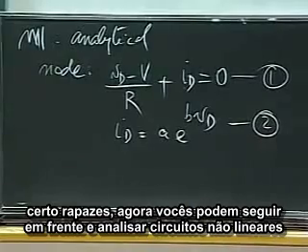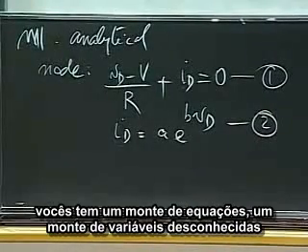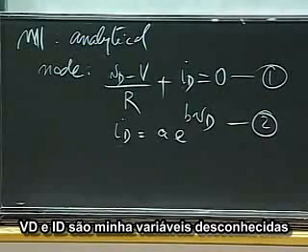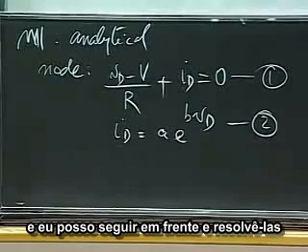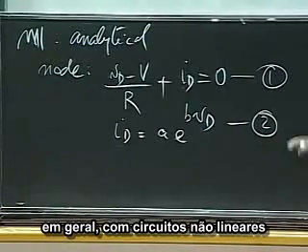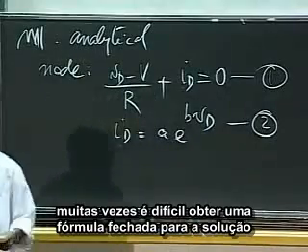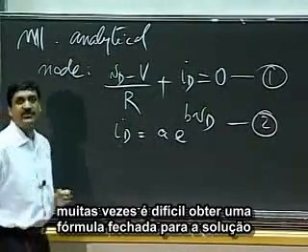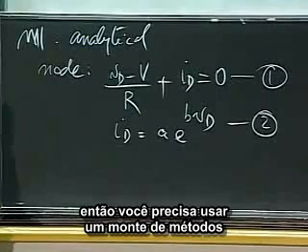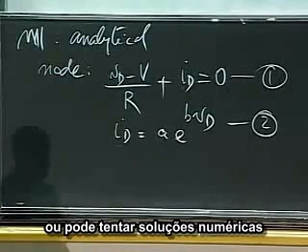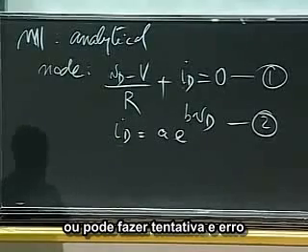You guys can now go ahead and analyze nonlinear circuits. You get a bunch of equations, a bunch of unknowns, go solve. I have two equations here. VD and ID are my unknowns, and I can just go ahead and solve for them. Now, in general, with nonlinear circuits, oftentimes it's hard to get a closed form solution. So you may have to use a bunch of methods. You can try a closed form solution, or you can try numerical solutions. Or you can do trial and error.